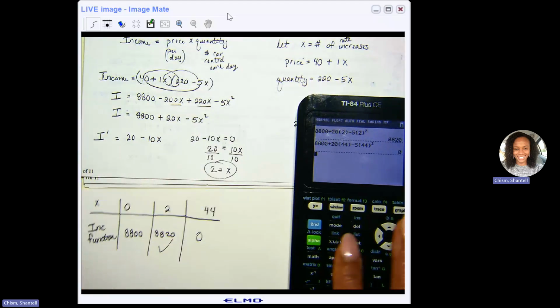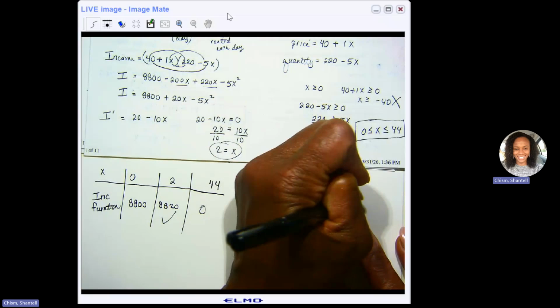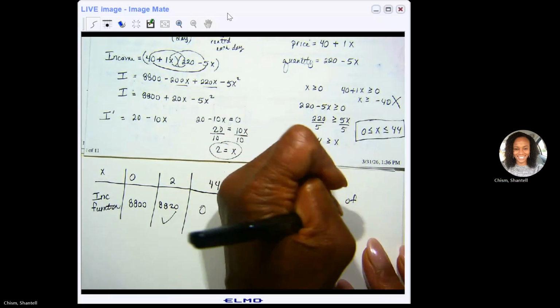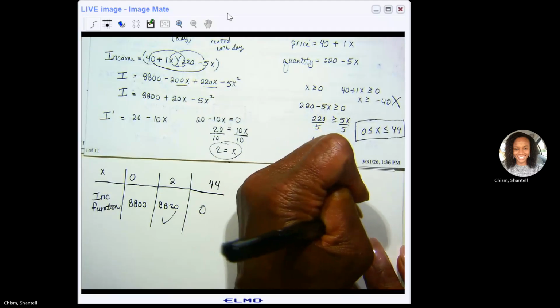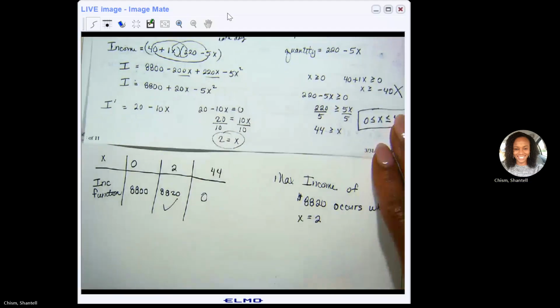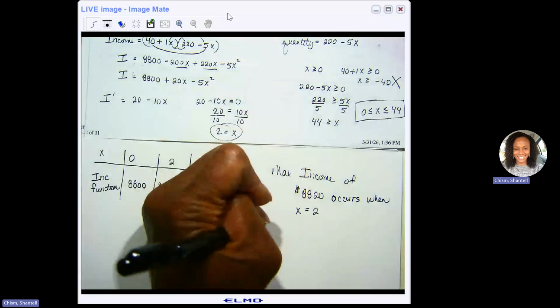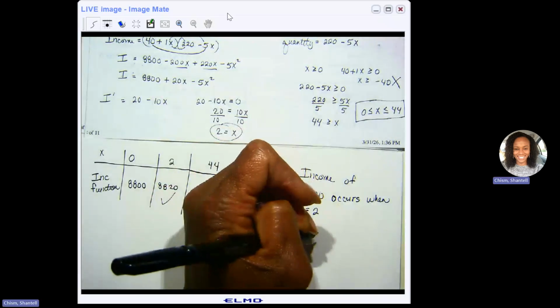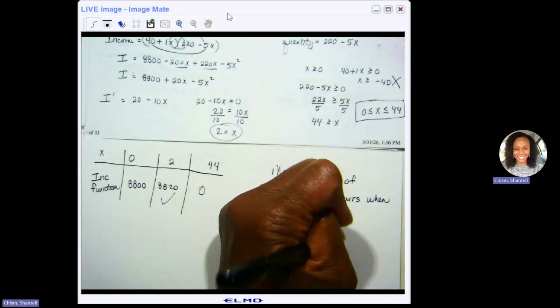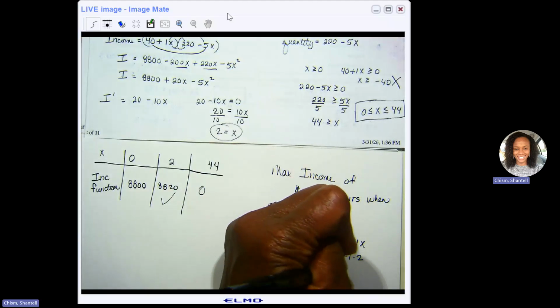So our max income of 8,820 occurs when x is equal to 2. So we've got the max income earned when x is equal to 2. We want the price for every rental at that particular income, so at x equals 2. The price function is 40 plus 1x, which is 40 plus 1 times 2, which is 42.